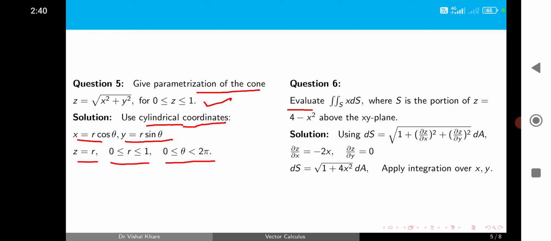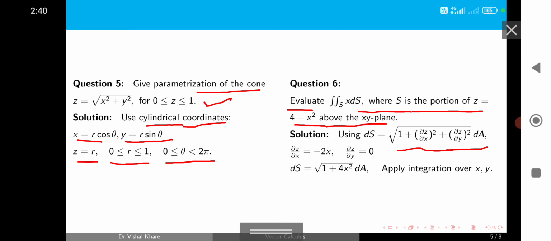Next example, evaluate the surface integral of x dS along S, where S is the portion of z equal to 4 minus x square above the xy plane. So what we have to do, we have to find dS first. By this formula we can find dS equal to root of 1 plus (del z by del x) square plus (del z by del y) square dA. So del z by del x is equal to minus 2x, and del z by del y is equal to 0. So dS is equal to root 1 plus 4x square dA.